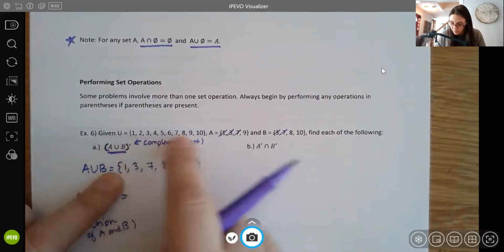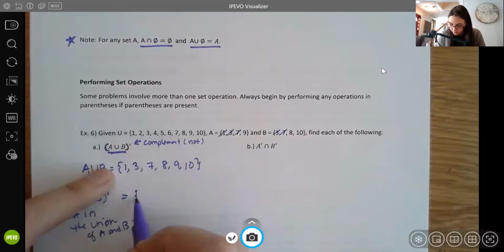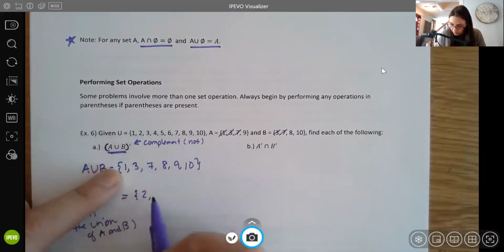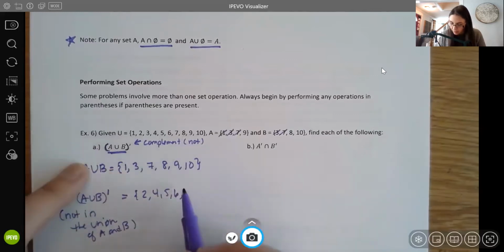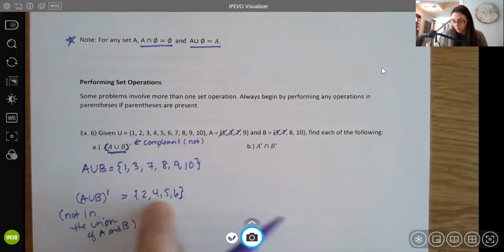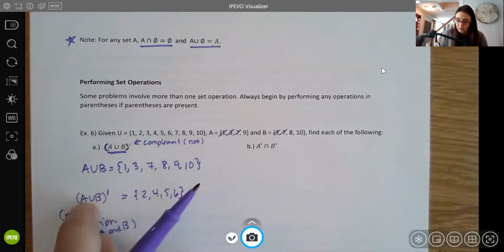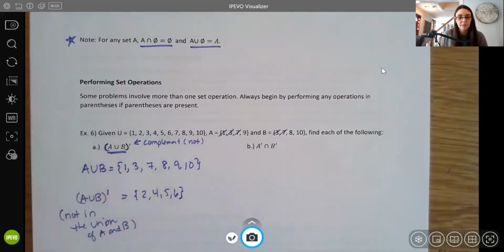So what numbers are still missing? I have a 2 here. I can use the 4, the 5, 6. Now here I have 7, 8, 9, 10. So that's going to be it. So these are the values that are not in A union B.